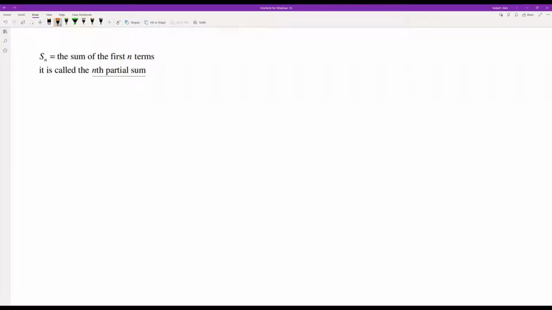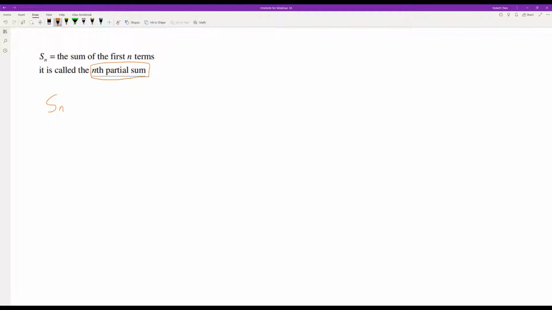We just want to maybe take the first few terms, for example 5 terms, or in this case, n terms. So this notation, capital S sub n, represents the sum of the first n terms, and it's called the nth partial sum, right? Partial sum. It's not the infinite sum.